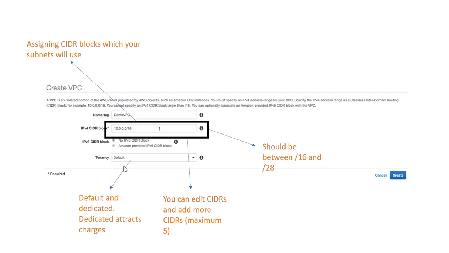Here, if you see the tenancy, it is default. You have two options: one is default and the other is dedicated. Dedicated has extra charges associated with it. Now, when you put a CIDR range, the range has to be a minimum of /28 and a maximum of /16. So what will happen if you use /15? This will give an error. It will not allow you to create a VPC if you give /15.